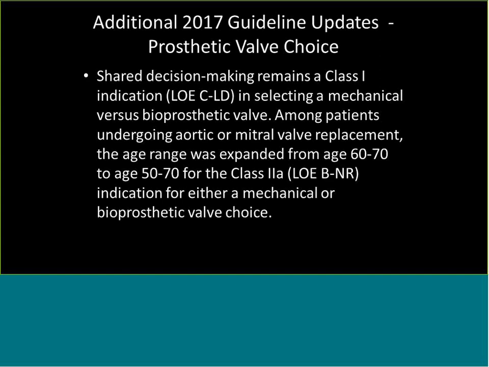But among patients undergoing aortic or mitral valve replacement, the age was expanded from 60 to 70 to 50 to 70 for Class 2, and that's non-randomized trial, but still evidence B. So that's for either a mechanical or bioprosthetic choice. Historically we would never say have a bioprosthetic tissue valve at age 80 for your valve replacement, because you're going to need another procedure in 12 years. It's only going to be like 62, but maybe you could have a TAVR valve in valve, or, with the evolution of what we're doing, it increases the options for patients. So the ACC/AHA has recognized that, and they have changed their recommendation.